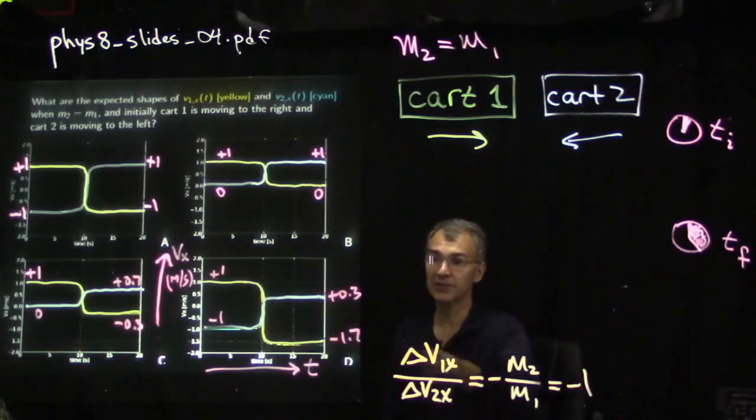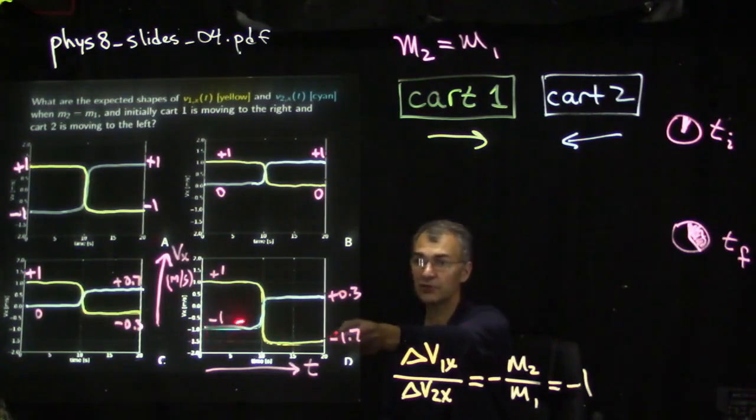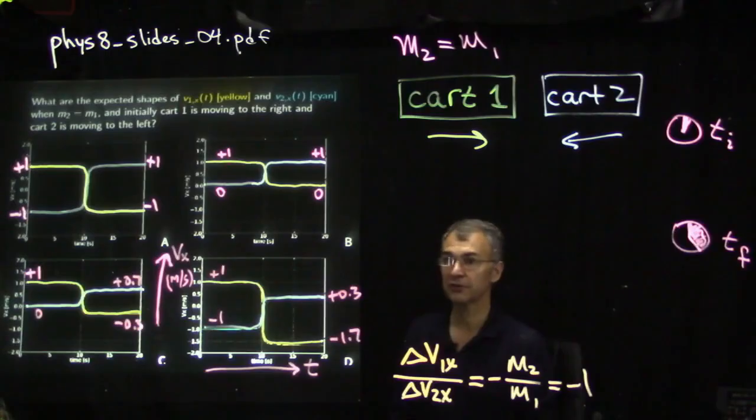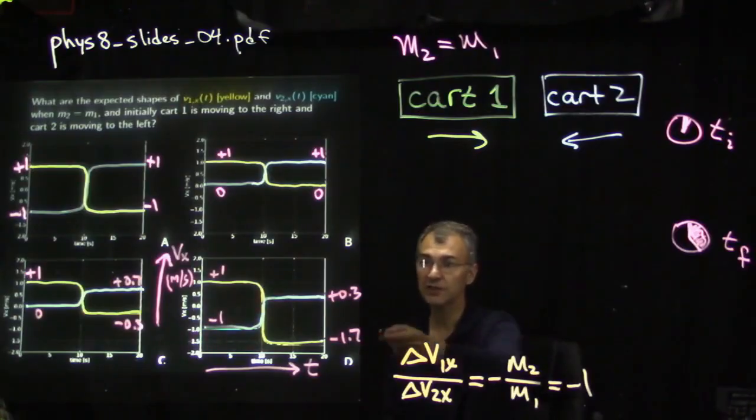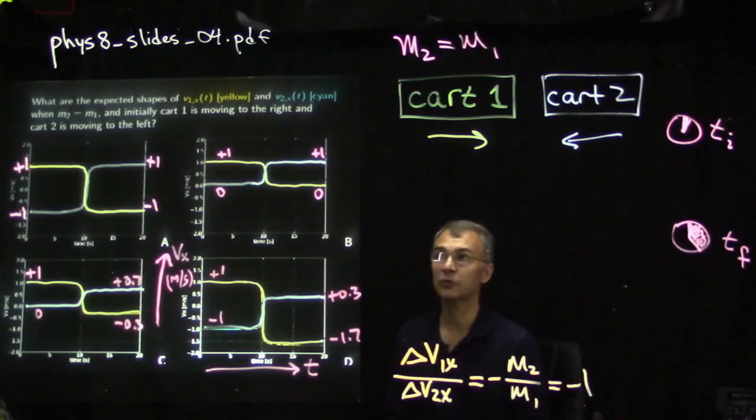Let's look at graph D and see if it makes sense. Cart 1 goes from +1 to -1.7, so that's a change of -2.7 meter per second. Cart 2 goes from -1 to +0.3 meter per second, a change of +1.3 meter per second. A change of +1.3 versus -2.7 would be correct only if cart 2 had twice the mass of cart 1. But we're told that the 2 carts are equal mass, so we can rule out D.